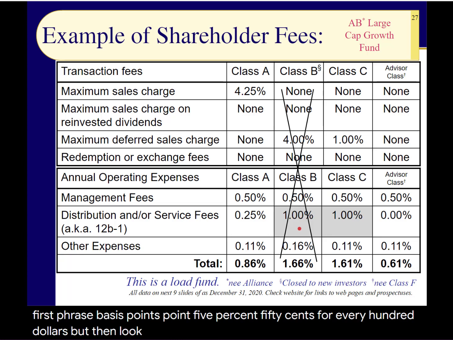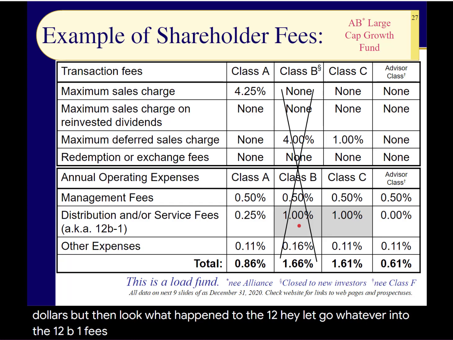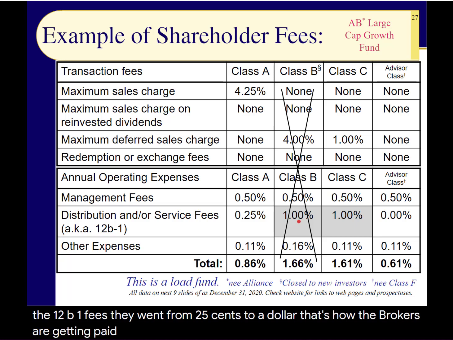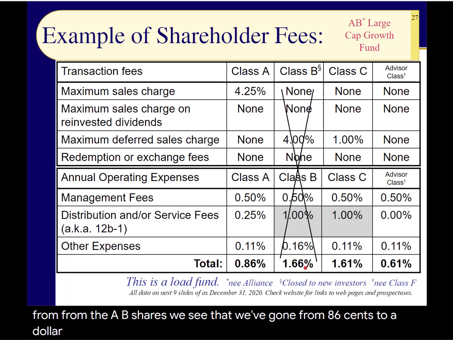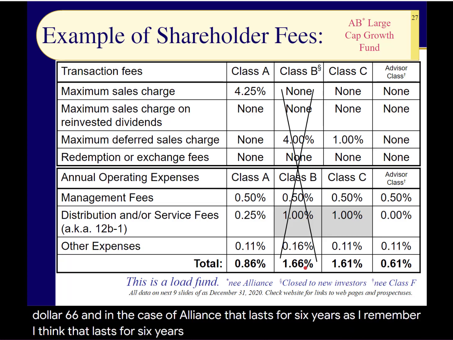But then look at what happened to the 12B1 fees. They went from 25 cents to $1. That's how the brokers are getting paid. Exactly. The other expenses are a little higher, and so from the A shares to the B shares, we see that we've gone from 86 cents to $1.66. And in the case of Alliance, that lasts for 6 years, as I remember. And then they come back and become A shares.